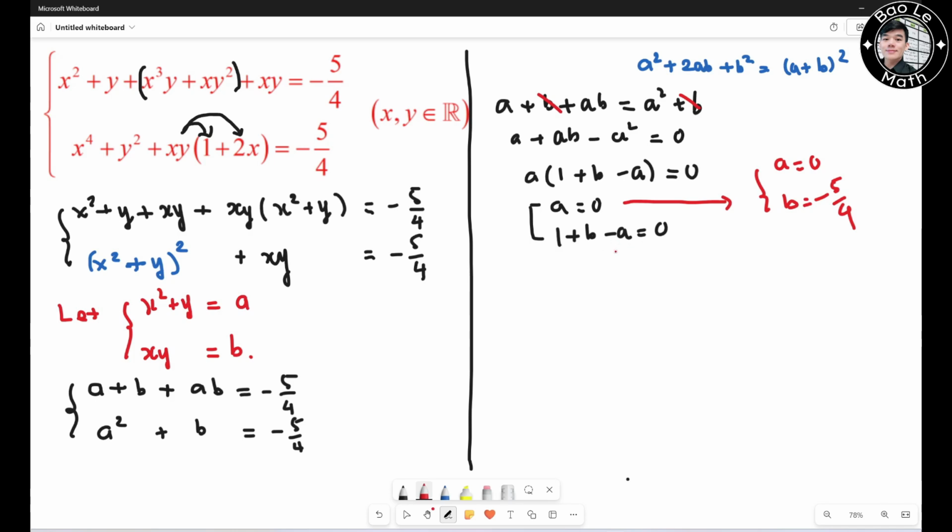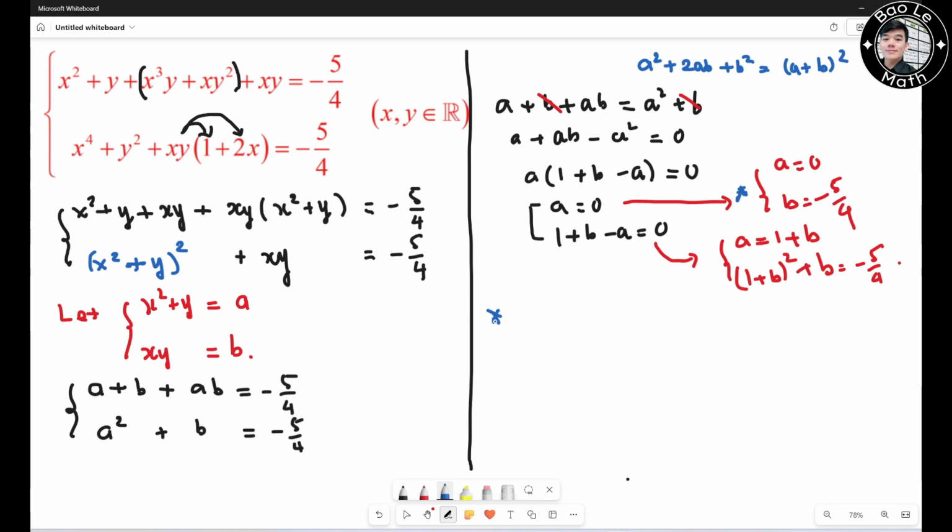The second one, we have a equals 1 plus b. We substitute over here. So we have 1 plus b altogether squared plus b equals negative 5 over 4. So we have two solutions right here. Alright, so we need to deal with this guy first.